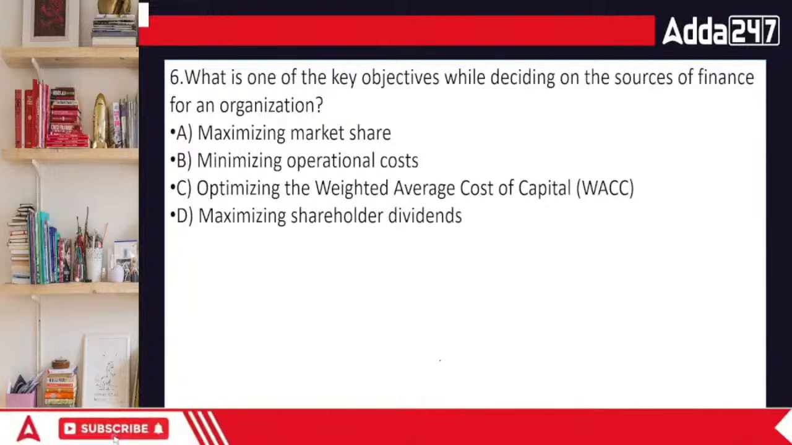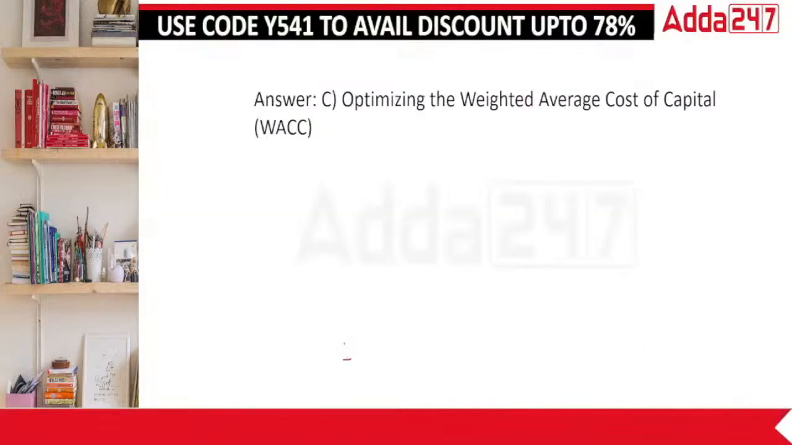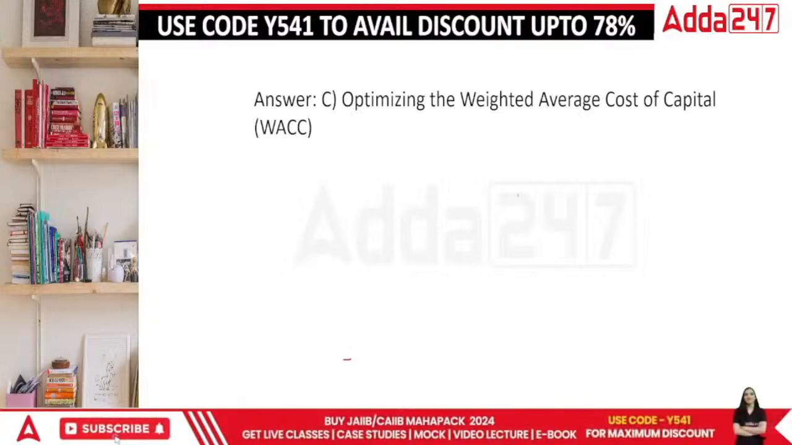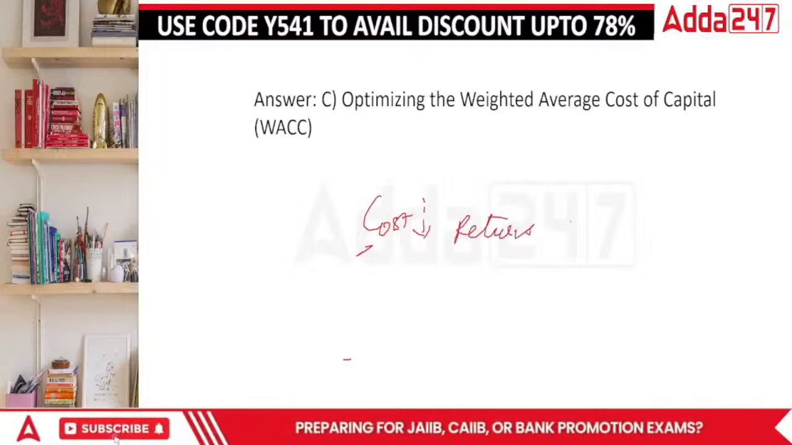When we talk about the key objectives, the sources of finance is basically to optimize the WACC. I just said the answer. This means that whenever we are doing something, one of the basic things that we do is we try to reduce our cost. When our cost is minimum, our returns will be maximum.